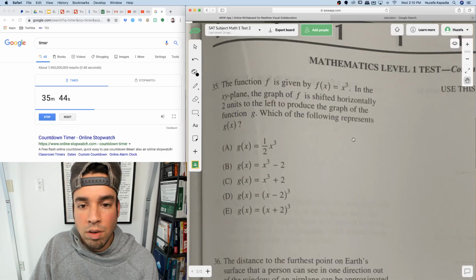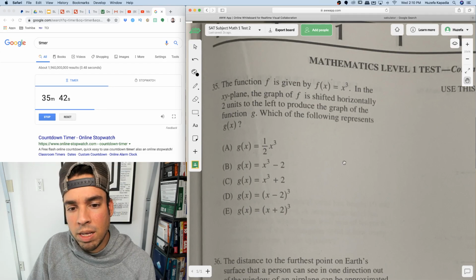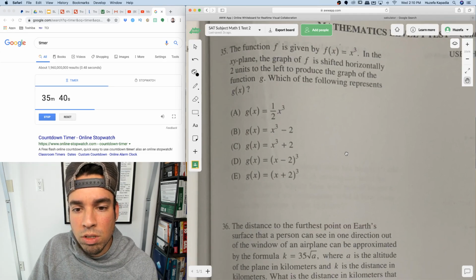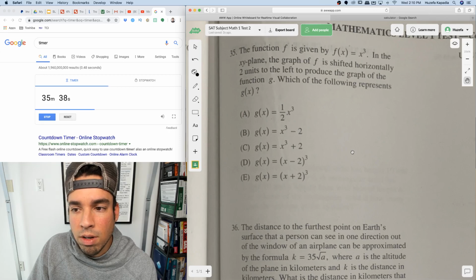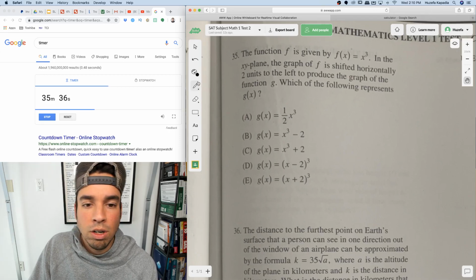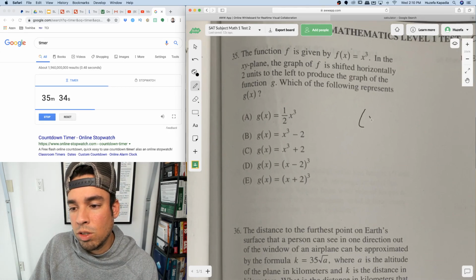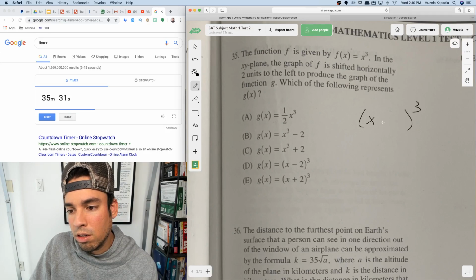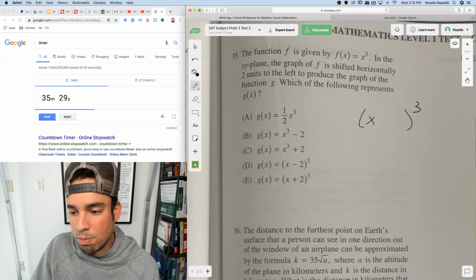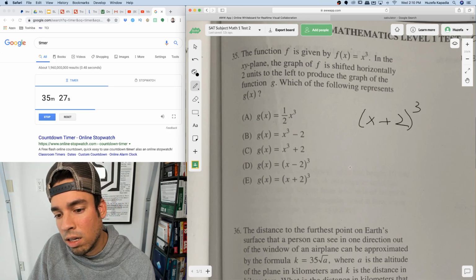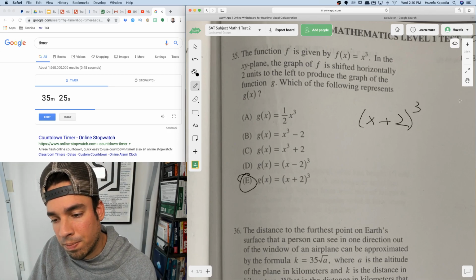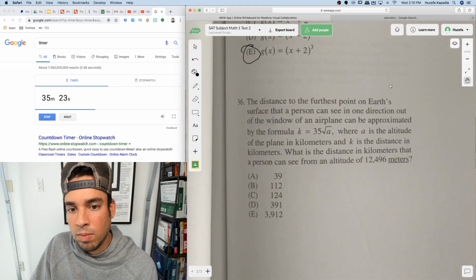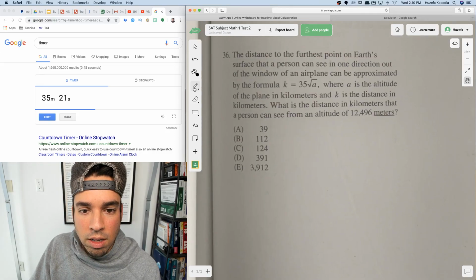All right, next is 35. The function f is given by blank in the xy plane. The graph of f is shifted horizontally 2 units to the left to produce the graph of function g. Which of the following represents g? Okay, 2 units to the left, we apply the change within here. And it's funny because you go to the left, you're thinking it's minus, but it's actually plus, like that. So it's this guy. Just made an Instagram post on that today, transformations.